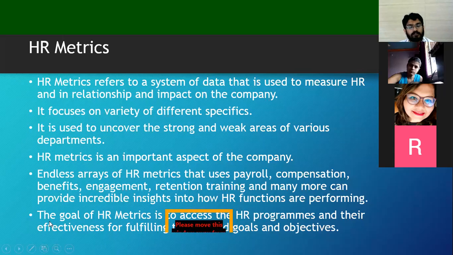Then, the goal of HR metrics is to assess the HR programs and their effectiveness in fulfilling the organization's desired goals and objectives. The overall objective of HR metrics is to make sure that your HR programs are effective and that they are helping you fulfill the desired goals and objectives. That is the main objective of HR metrics. So when you have HR metrics, you are in line. You do not deviate from whatever you want to achieve. That is one advantage or objective of HR metrics.